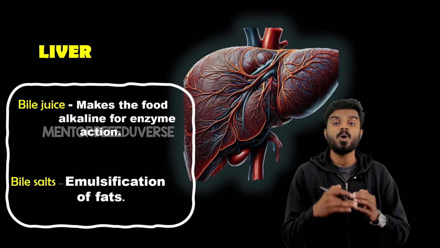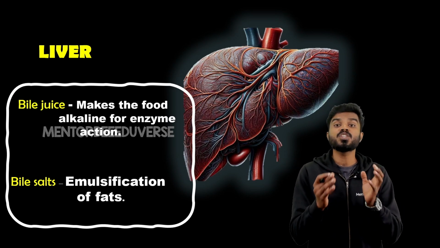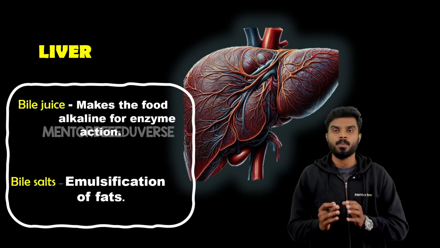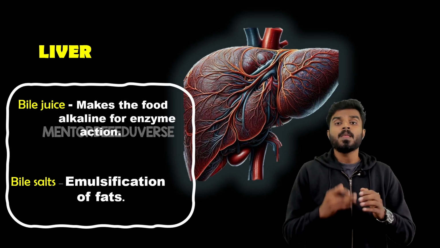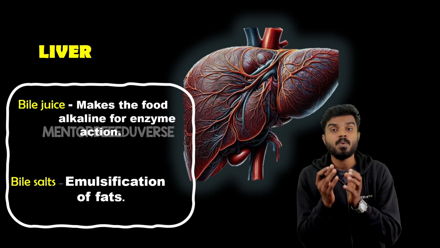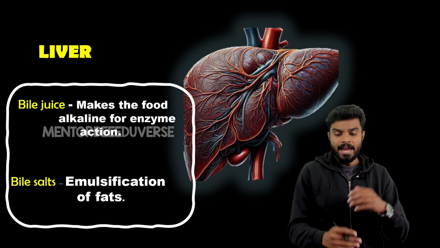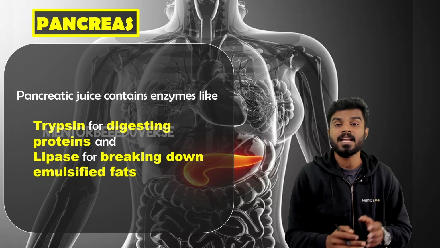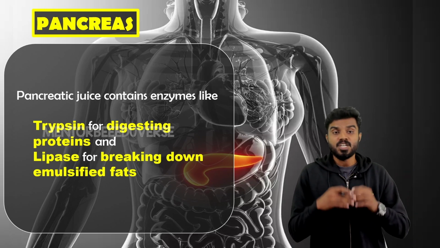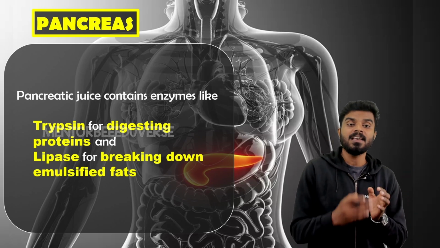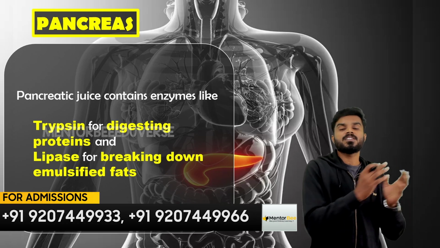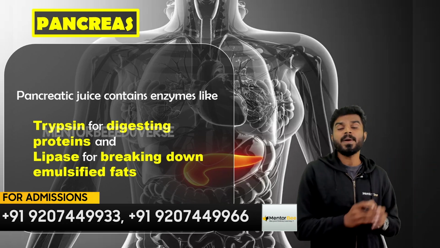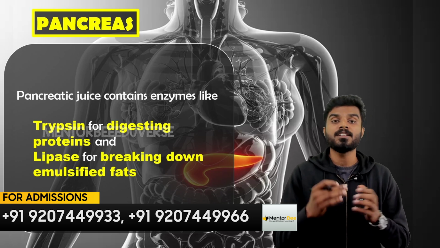And the bile salts present in our bile juice emulsify the fat. That means larger globules of fats are broken down into smaller globules by these bile salts. The pancreatic juice produced by our pancreas contains enzymes like trypsin and lipase. Trypsin digests the proteins and lipase breaks down the emulsified fats.